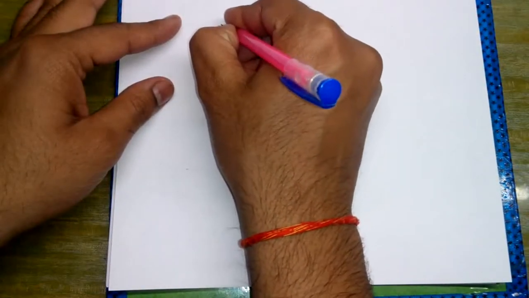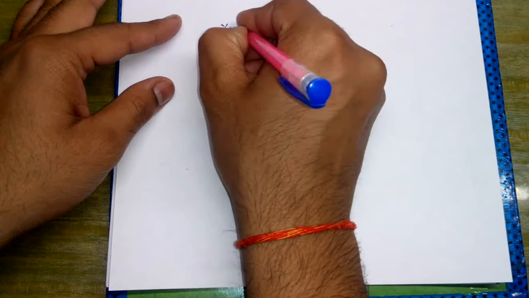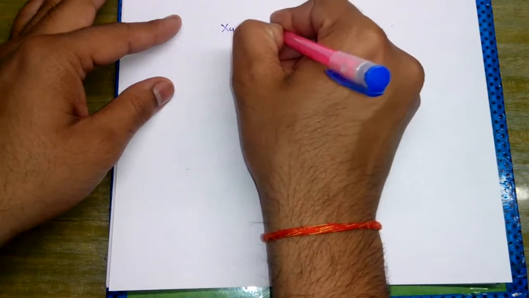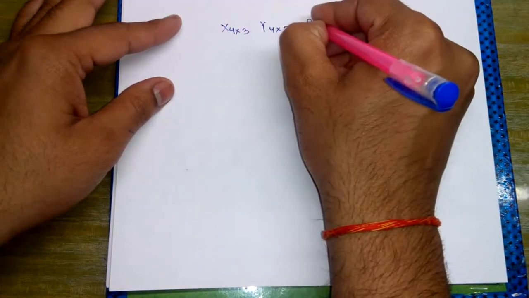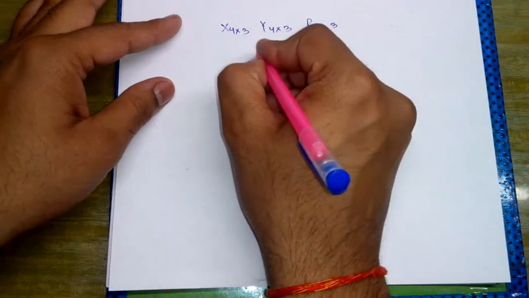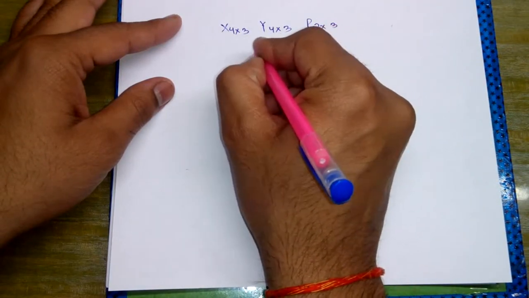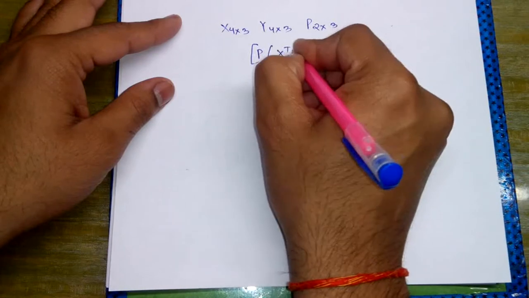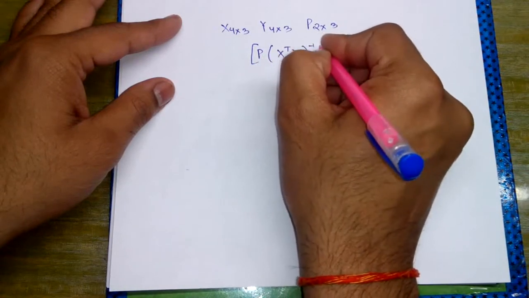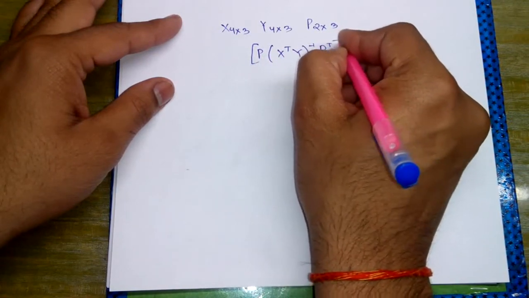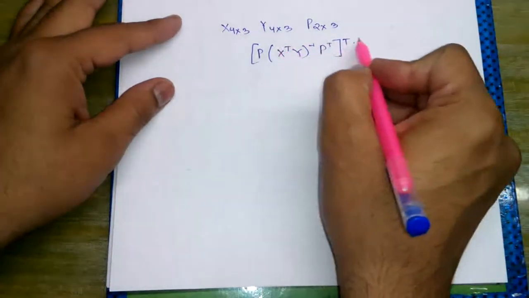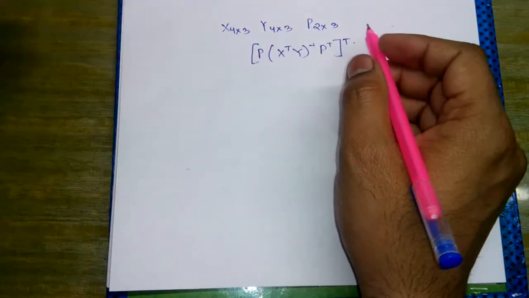Let us start with the first problem of the day, where we have been given matrix X of the order 4 cross 3, Y of order 4 cross 3, and P of order 2 cross 3. Then we have to find the order of (P X transpose Y inverse P transpose) whole transpose. So we have to find the order of this matrix.